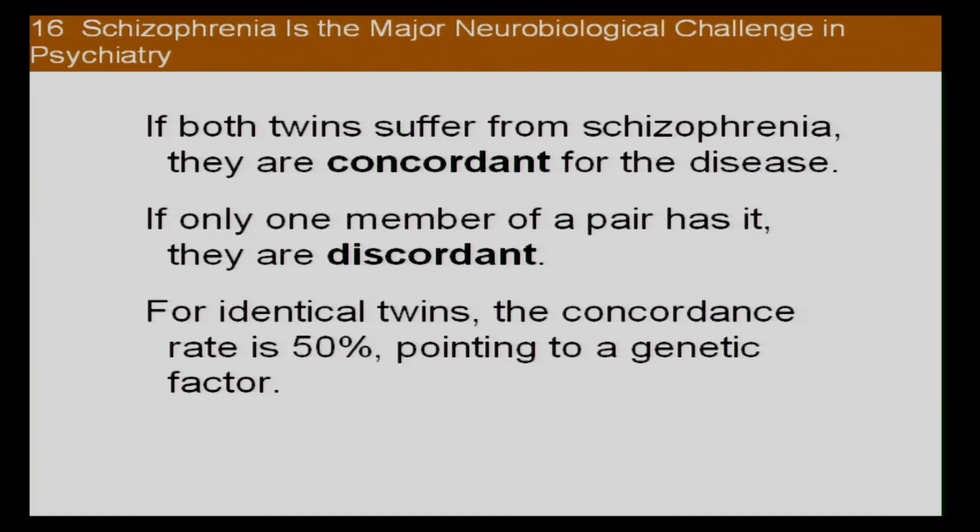And you could ask whether the twins are concordant for the disease. They both have the disease. Let's say we're talking about monozygotic twins. If one of the monozygotic twins has the disease and the other does not, it's called discordant. For identical twins, the concordance rate is 50%. That's a huge proportion. So if you are a monozygotic twin and your other twin has schizophrenia, you have a 50% chance of also developing the disease.